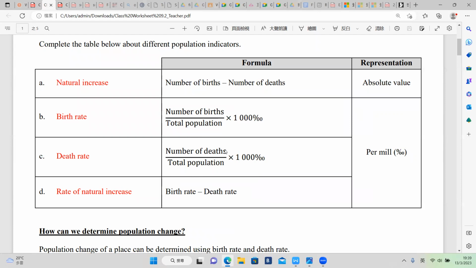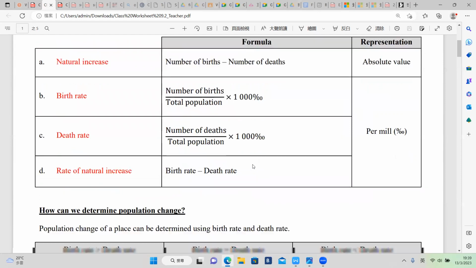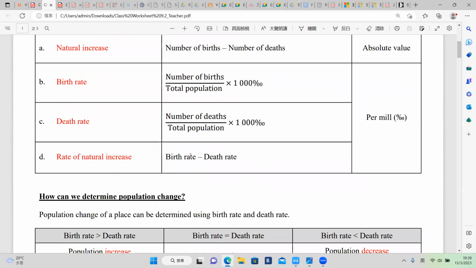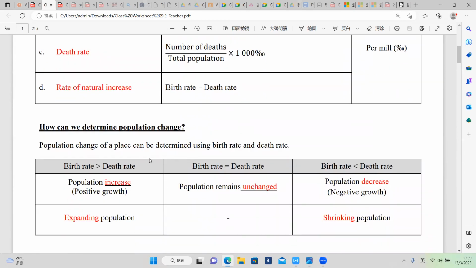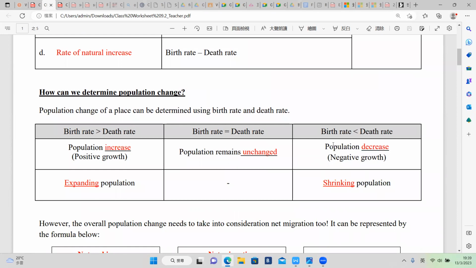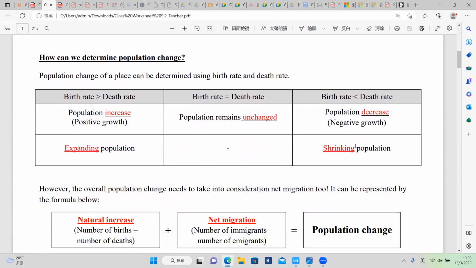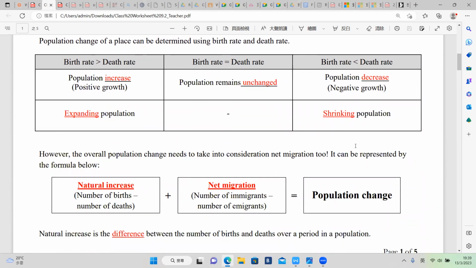Death rate is the number of deaths over total population, times 1,000, per mil, and then the rate of natural increase equals birth rate minus death rate. Okay, when the birth rate is larger than the death rate, population increase occurs, then an expanding population is taking place. When the birth rate equals the death rate, the population remains unchanged. And when the death rate is larger than the birth rate, the population decreases, a shrinking population.